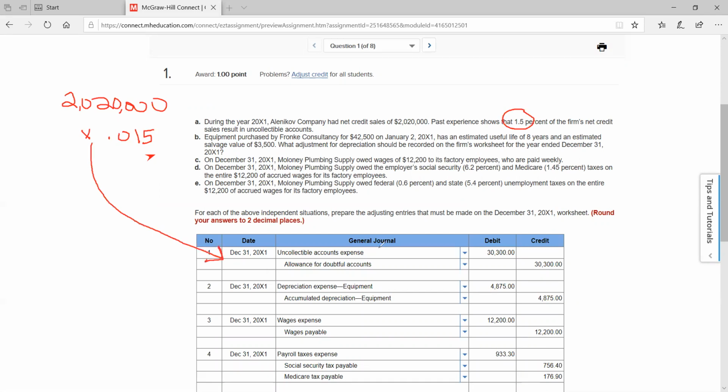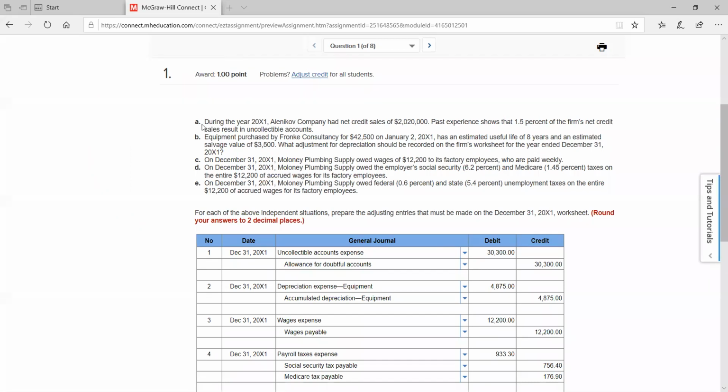This is your entry. You'll debit your uncollectible accounts expense for $30,300, and then this account, allowance for doubtful accounts, that is a contra asset. Just like you have contra revenue accounts, this one's a contra asset, very similar, kind of like accumulated depreciation. It will reduce your accounts receivable on your balance sheet. Right, so this one right here is $30,300. This one is a brand new entry. We did not do this one in Chapter 5. All right, so that's the first one.